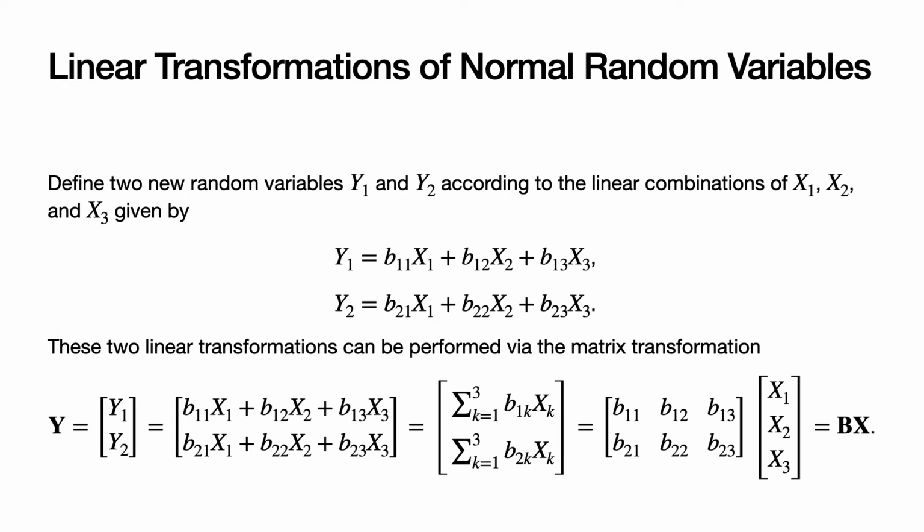We could represent each of those entries as the sum as shown. And then we could also decompose it as a product of a 2 by 3 matrix, which we're going to call capital B, and a 3 by 1 vector of random variables, which again is x. So these two linear transformations can be represented and performed by this matrix multiplication of B times x. So this fits into the framework of Theorem 1.4.